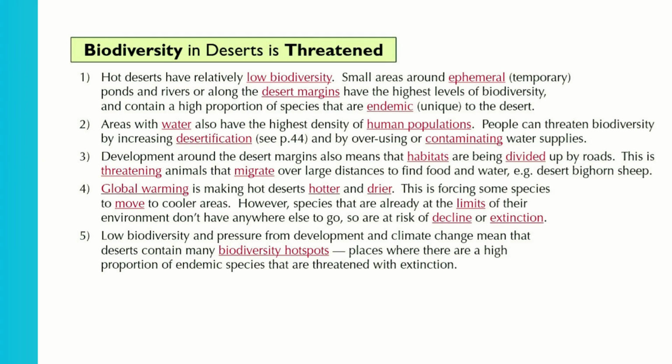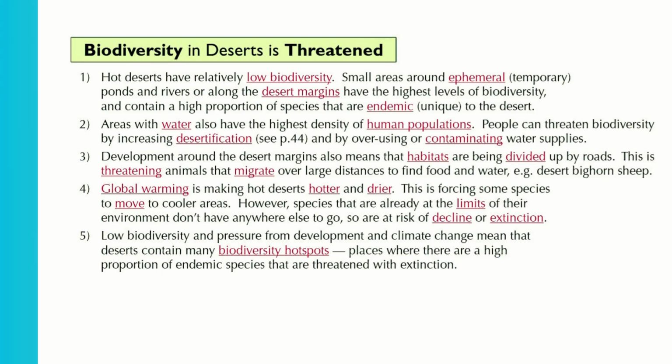Biodiversity in deserts is threatened. Hot deserts have relatively low biodiversity. Small areas around ephemeral ponds and rivers or along the desert margins have the highest level of biodiversity and contain a high proportion of species that are endemic to the desert. Areas with water always have the highest density of human population.